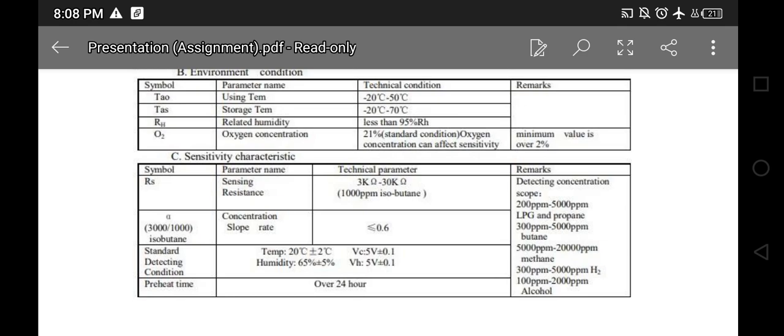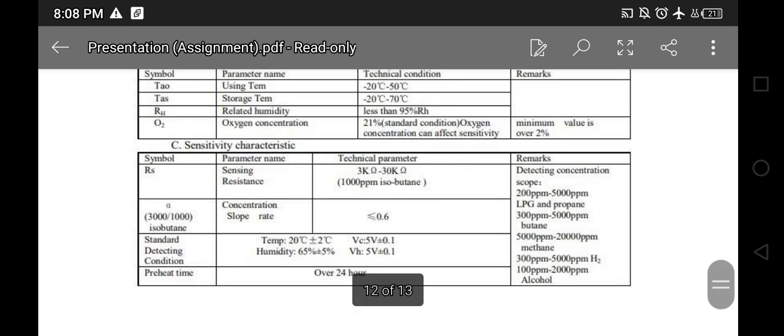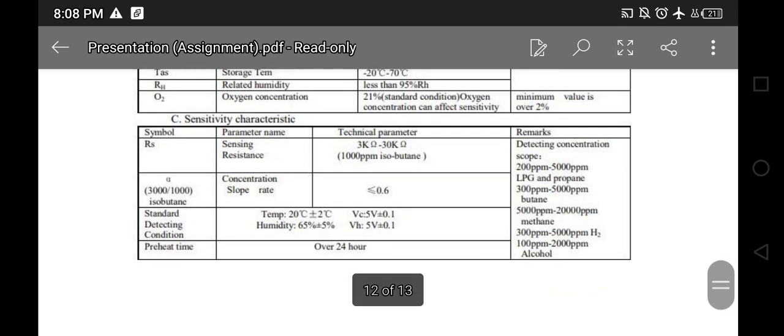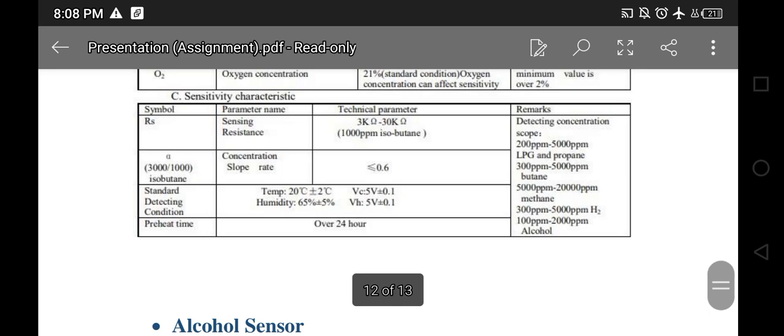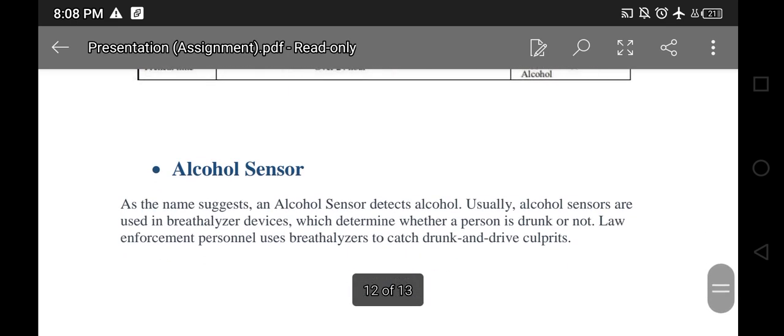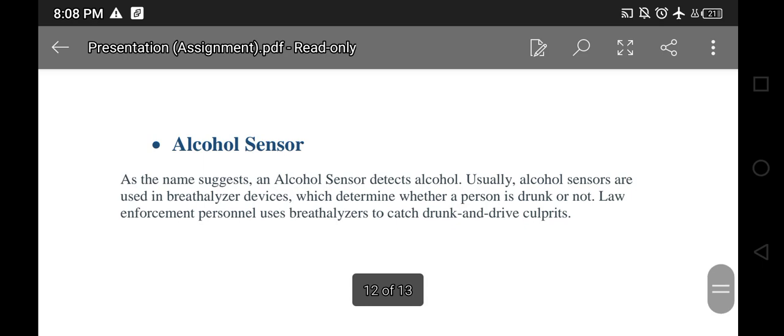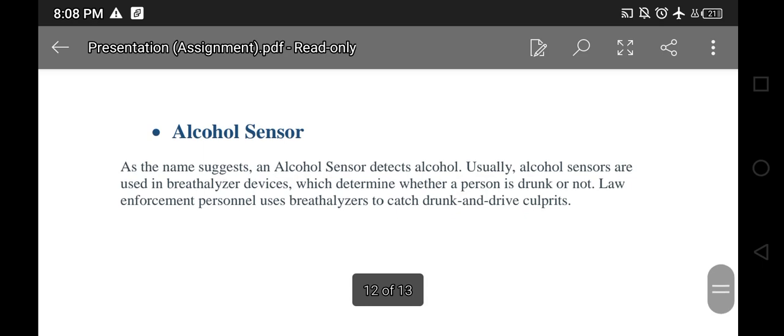The humidity is given. The preheat time of all these sensors is also given, which is over 24 hours. If you dive into these things, the detecting concentration would be given as well. The range is 200 to 500. The alcohol sensor would be the last one, which we'll discuss today.